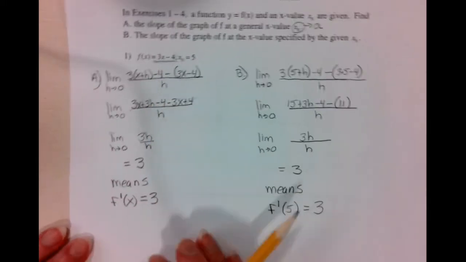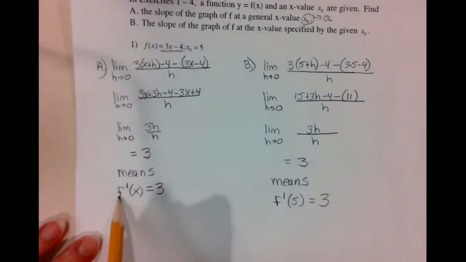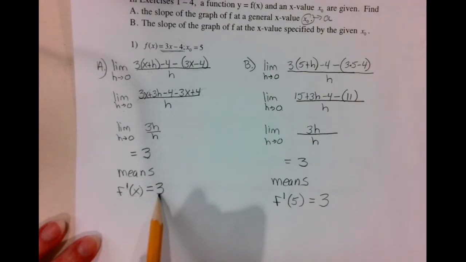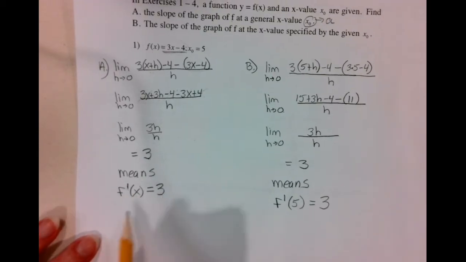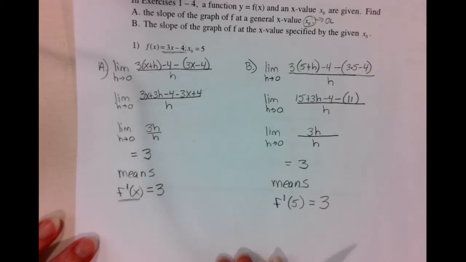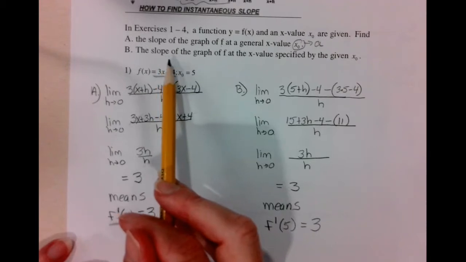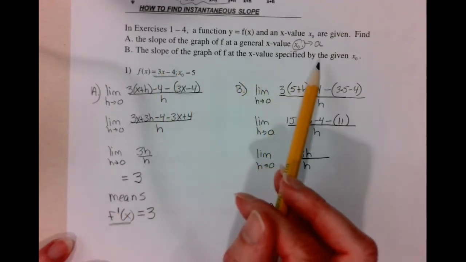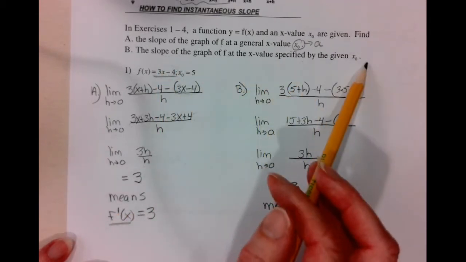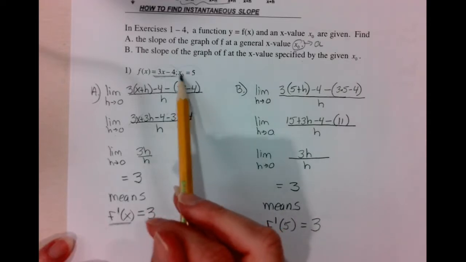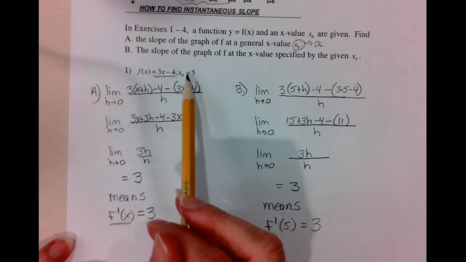In terms of calculus notation, then, I would say f's slope, f's derivative, f prime, f's instantaneous rate of change at x is always equal to 3. Okay? Again, lots of words to represent slope at a moment. Now in part B, our job is to find the slope at a specified value for x naught. Our value is 5, so I want to find the slope at 5.